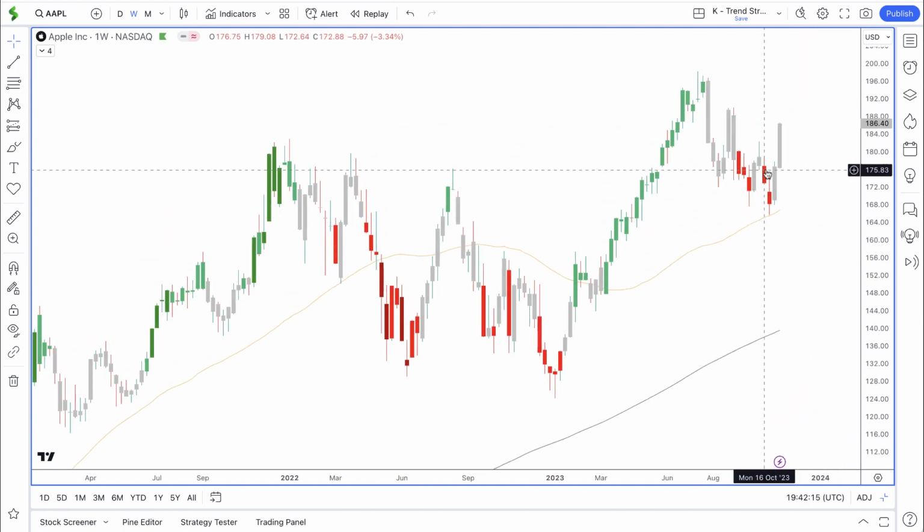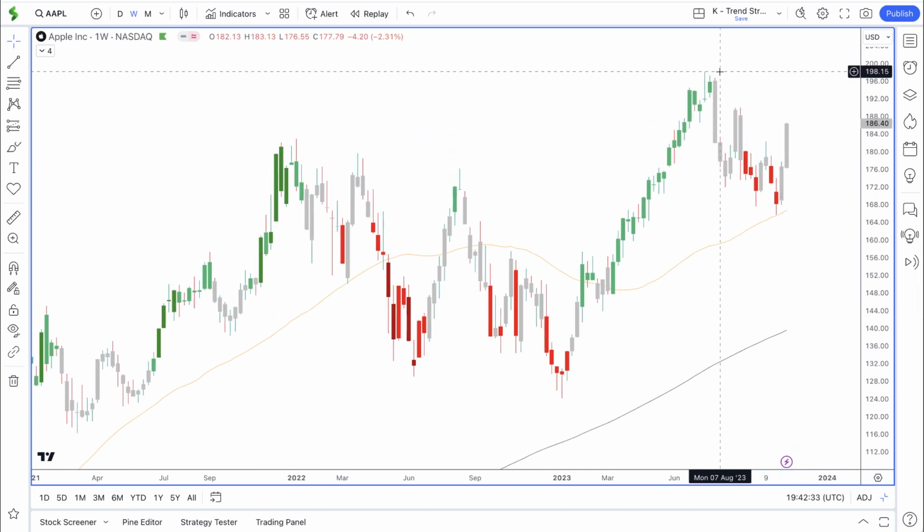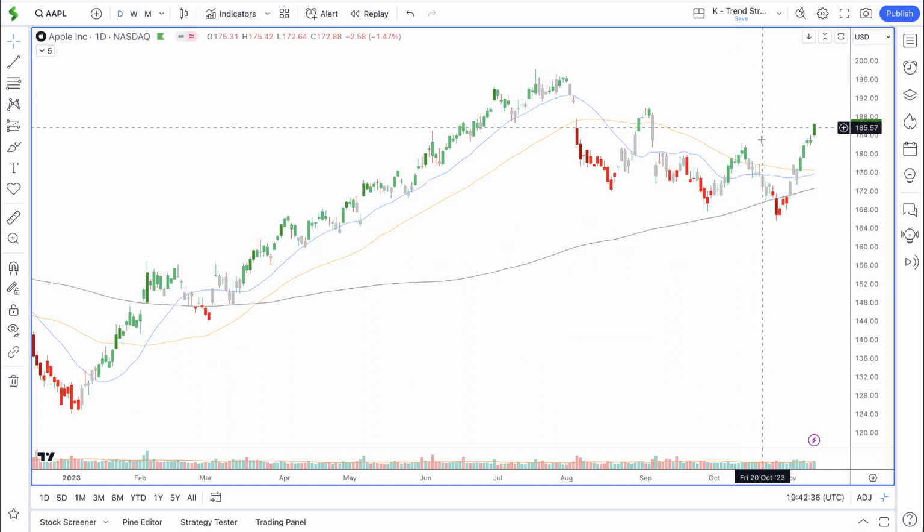So recently, price pulled back, and towards the end of October it came down and bounced off the 50 simple moving average. Following this bounce, the momentum has picked up and is pushing price further to the upside. We're just waiting for that breakout above the all-time high and the $200 round number. Going down to the daily time frame, the bars are now green. Price is above the 20, 50 and the 200 simple moving averages.